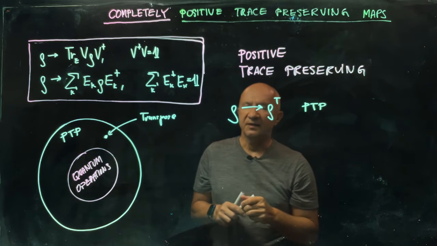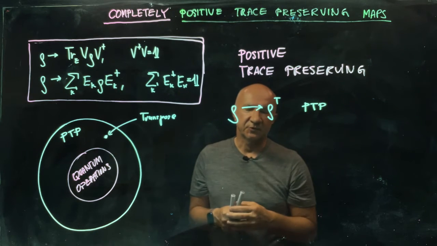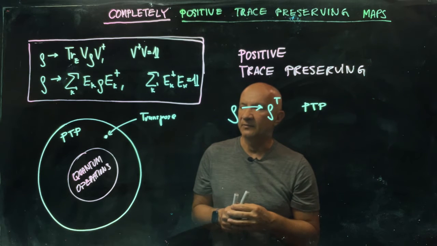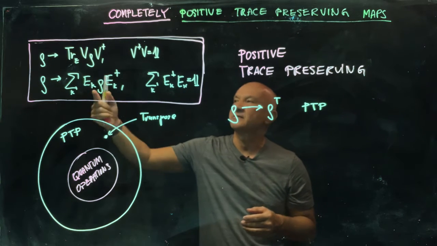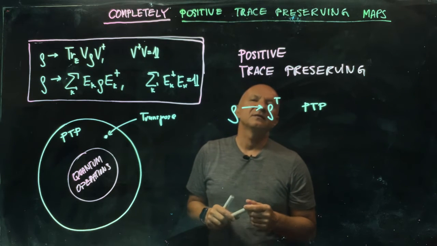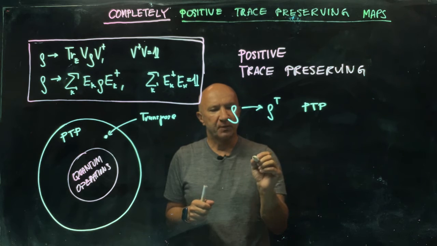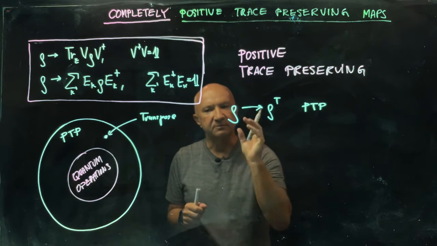Now, is it a legal quantum operation? Can we implement transpose in a lab? Can it be expressed in the Kraus form or this particular form here? Well, the answer is no. Consider what is called a partial transpose.